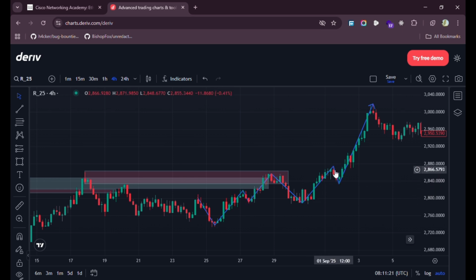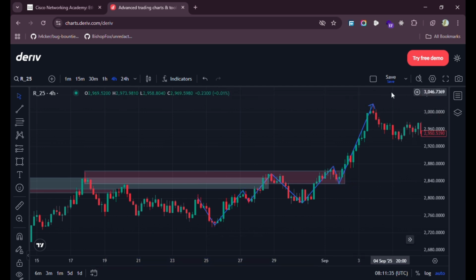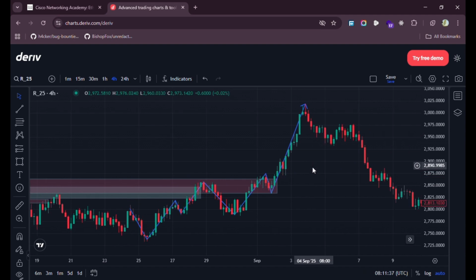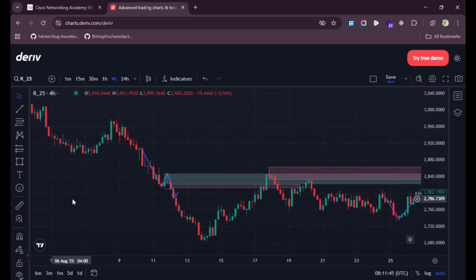But before breaking the order block, we see the candlesticks were too small at this point. It was about to form an accumulation phase before the impulsive move upwards. So we'll do a video on order blocks and how to identify good order blocks. So that's all I can say today.